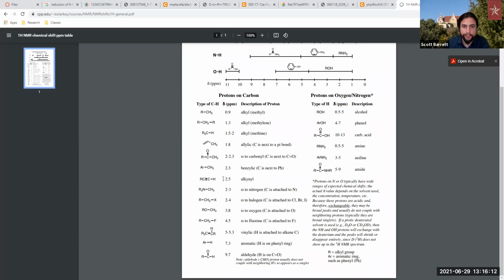An alkenyl, so this is actually where the triple bonds will be, is around 2.5. Between 2 to 3, you're going to have alpha carbons to a nitrogen. So if you have a nitrogen that has a carbon bound to it with hydrogens and you want to know where that is, it's around 2 to 3.